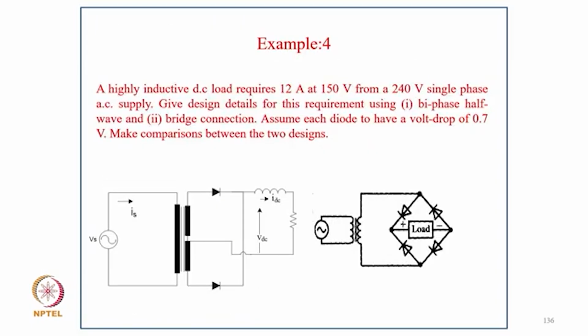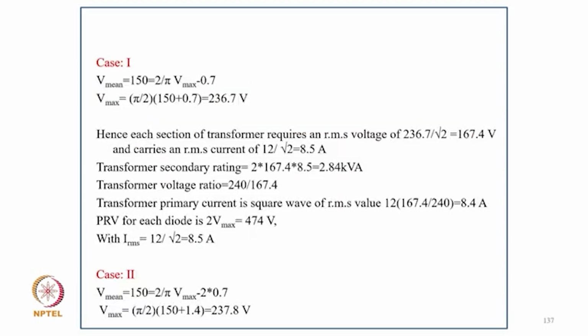Now coming to example 4, a highly inductive DC load requires 12 ampere at 150 volt from 240 volt single phase AC supply. Give design details for the requirement in single phase full wave and bridge connection. Assume each diode has a voltage drop of 0.7 volt. Make the comparison between the two circuits. So one is a full wave, another is the bridge configuration, of course with the transformer.